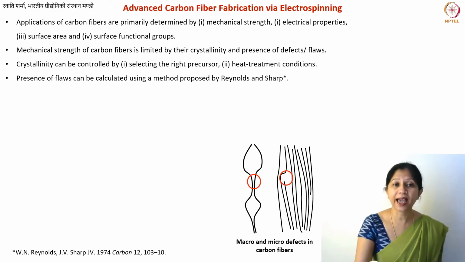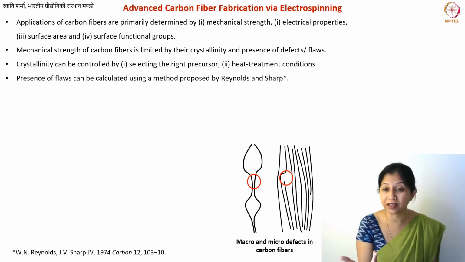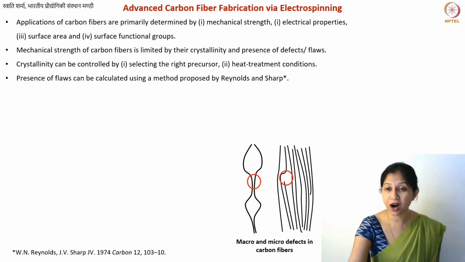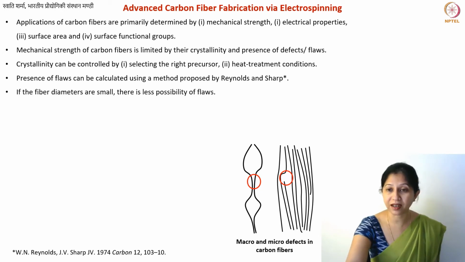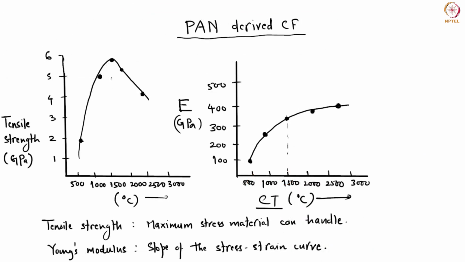Now, how do we calculate the approximate size of these flaws? There is a method proposed by Reynolds and Sharp, which we will briefly discuss. When we talk about the mechanical properties of carbon fibers, especially PAN-derived carbon fibers, it's interesting that they do not necessarily show an increase in their overall value when we increase the carbonization temperature.